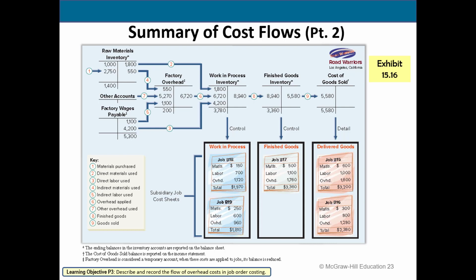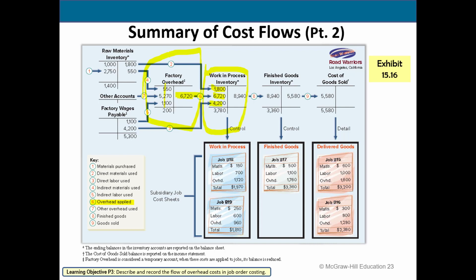Okay, this slide shows the summary of cost also. So looking at the factory overhead account, the ones on the debit side are the actual cost. This number on the credit side is the amount applied. And you can see that this is number 6, and you can see 6 down here, and the key is the overhead applied. So overhead applied goes into work in process inventory, includes direct materials, direct labor, factory overhead.